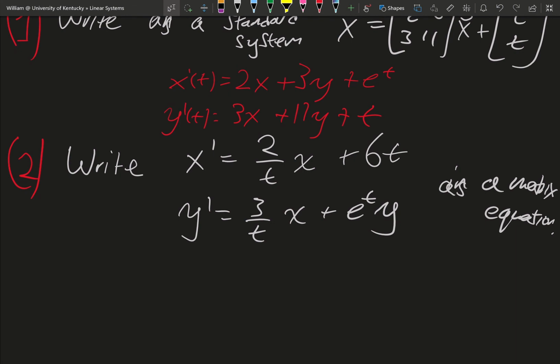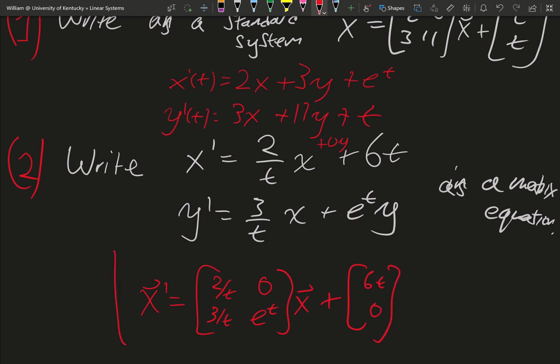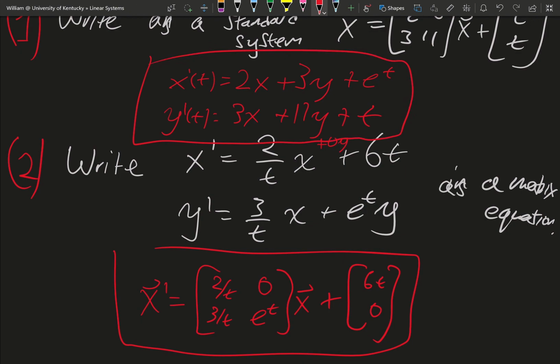For this one down here, it's good to note we have a plus 0y in here, so we're going to have x bar prime equals [[2/t, 0], [3/t, e^t]] x bar, and then we still have this standalone term, so that's going to be plus the vector [6t, 0]. So those are our two answers there, and I will end it there.